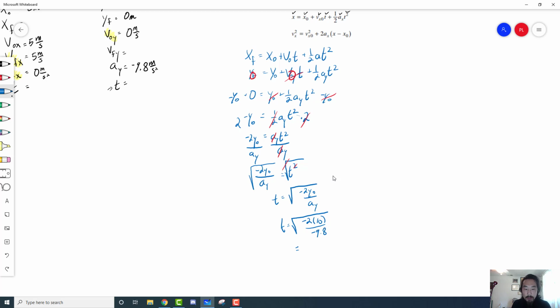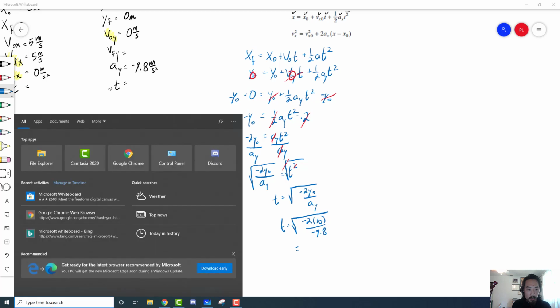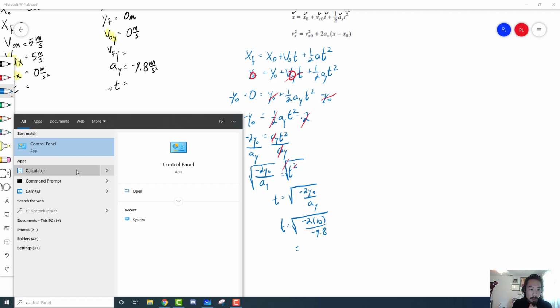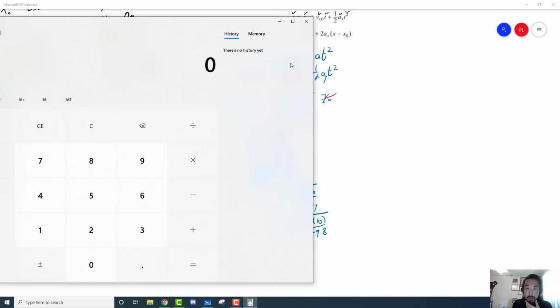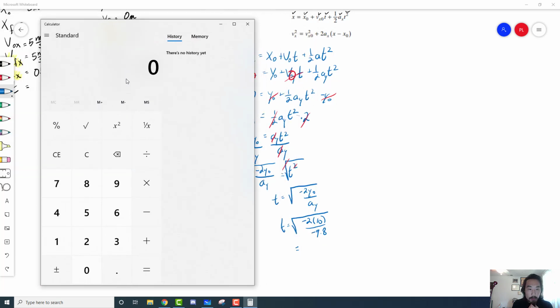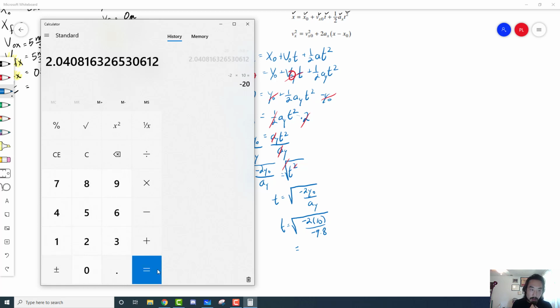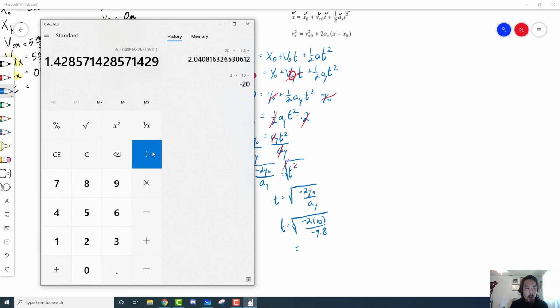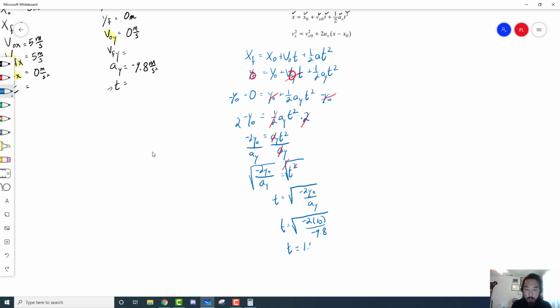All right, so if I were to plug that into the calculator, let's see, where's my calculator? There we go. We get negative 2 times 10, divided by negative 9.8. Then we take the square root of that, and we get 1.43 seconds. 1.43 seconds. Make sure I got that correct.